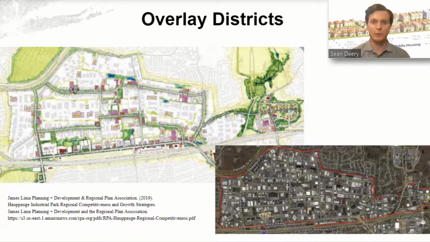Overlay districts are a quick way that municipalities can customize zoning to the needs of a particular swath of land, allowing updated zoning codes to be overlaid onto an area. This tool is a great way for Long Island to target specific areas of regional significance that could benefit from increased density and/or land uses.